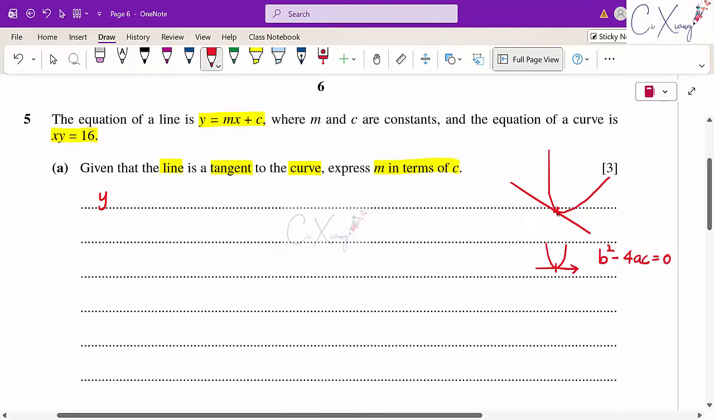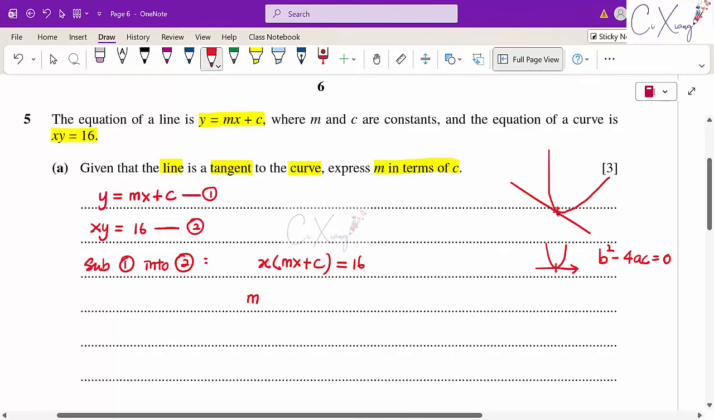So assume that you are trying to solve for the intersection point. How are you going to solve for the intersection point between the curve and the line? You need to solve them simultaneously, right? So I have the line equation and I have this curve equation. To get the intersection point, I need to substitute equation 1 into equation 2. What do I get from here? I will have x times (mx plus c) equals 16. From here, I'll have mx squared plus cx minus 16 equals 0.